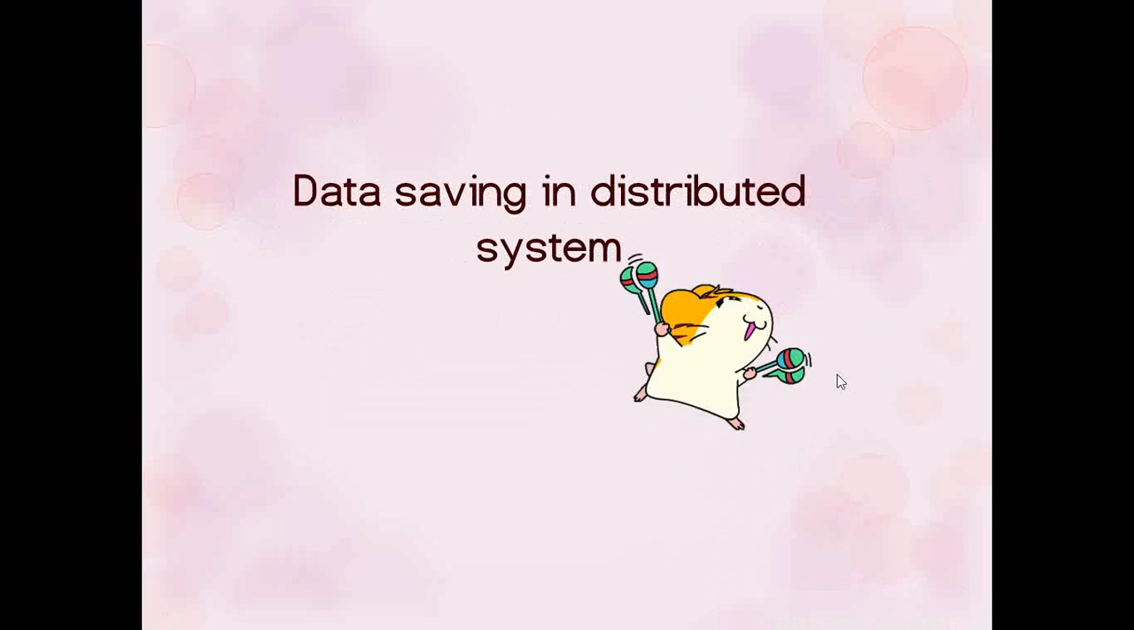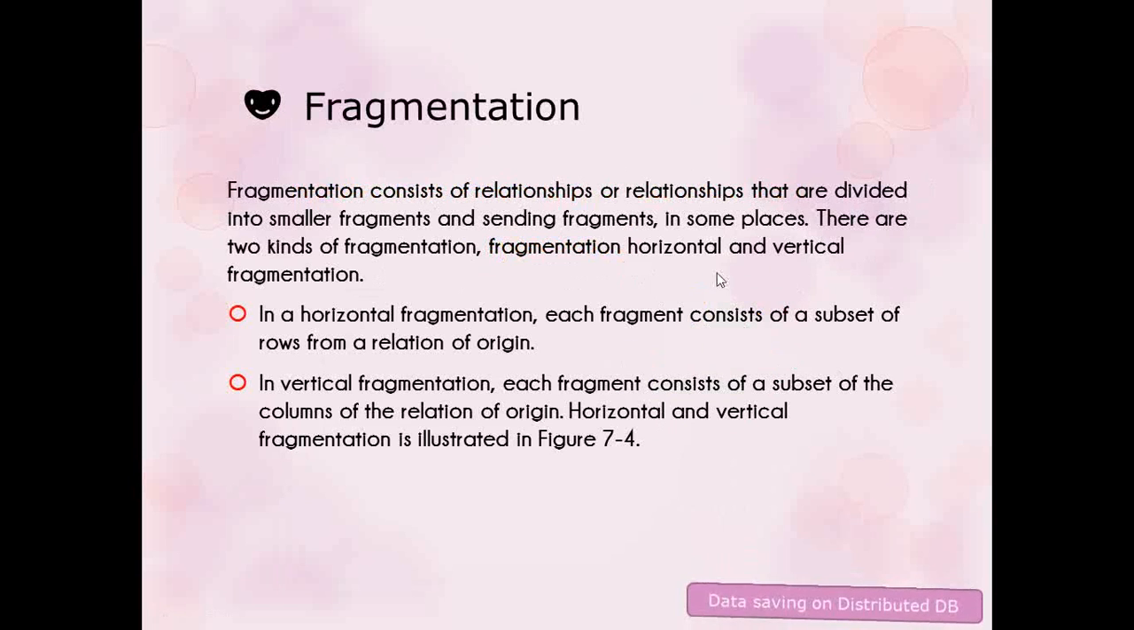Next subject, data storage in a distributed system. We have fragmentation. Fragmentation consists of relations that are divided into smaller fragments and sent to some places. There are two kinds of fragmentation: horizontal and vertical fragmentation.